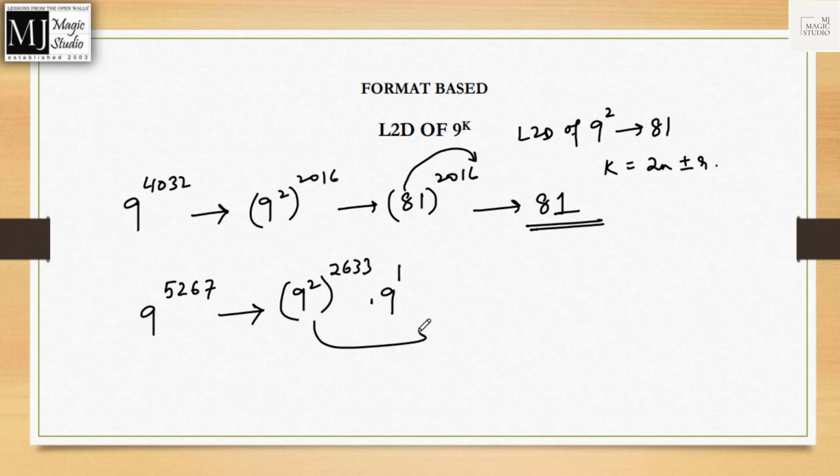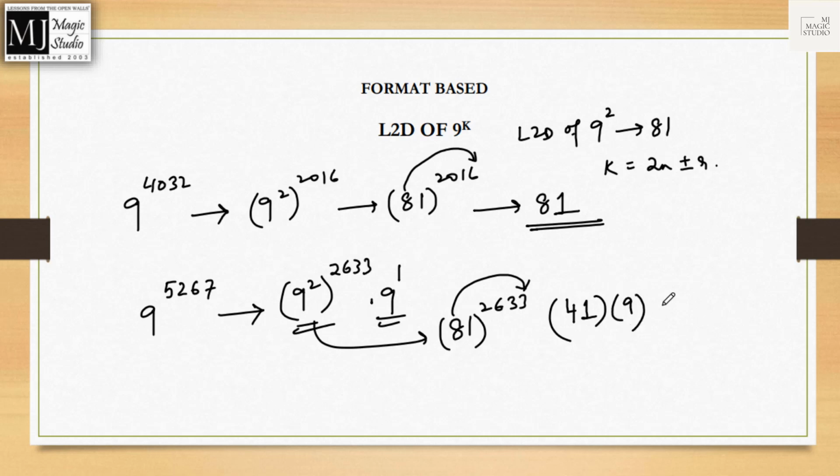So this portion, let's solve. This would be 81 to the power 2633. We know the rule, 8 into 3 is 24. So we'll get 4 and then a 1. So last two digits of the first expression is 41 and the second expression 9 to the power 1 is 9. Just need to multiply. 9 into 4, 36. So last two digits is 69.